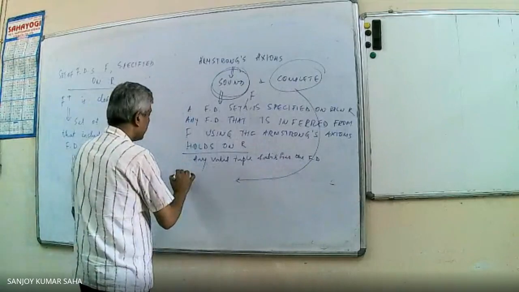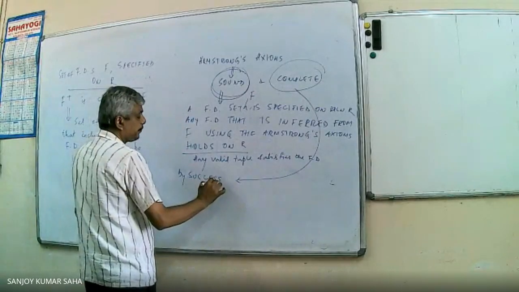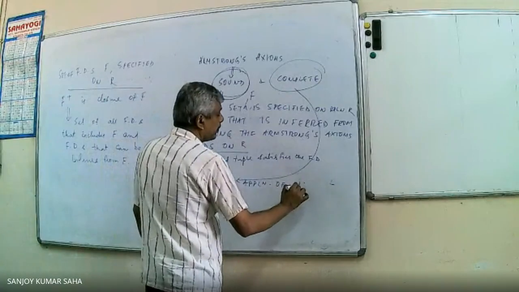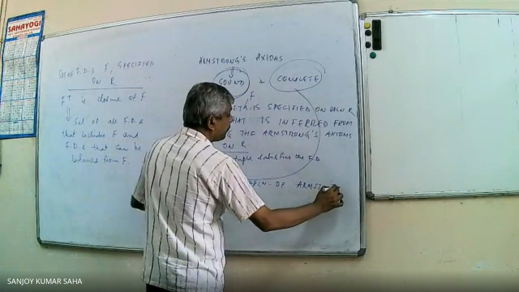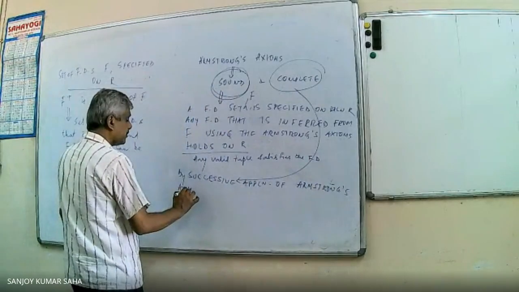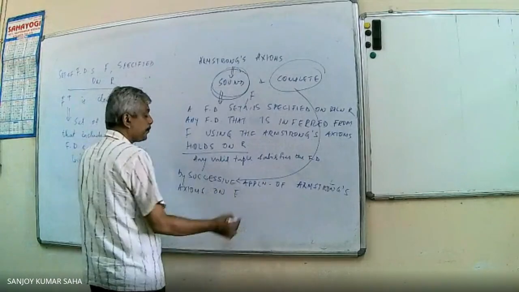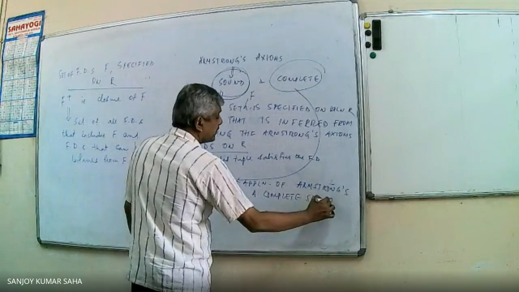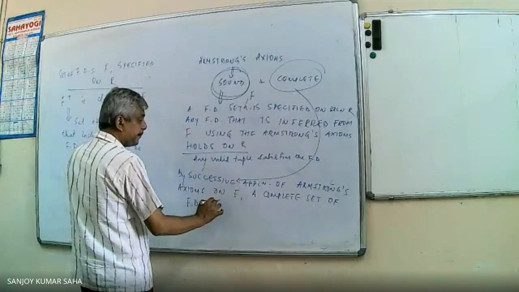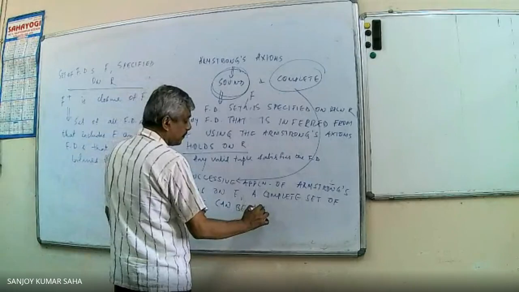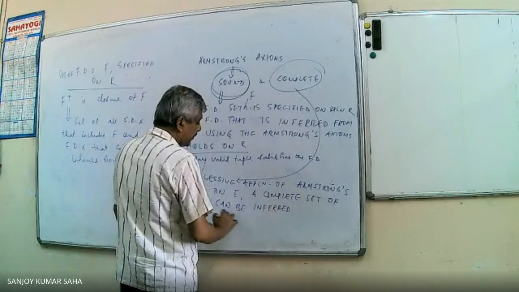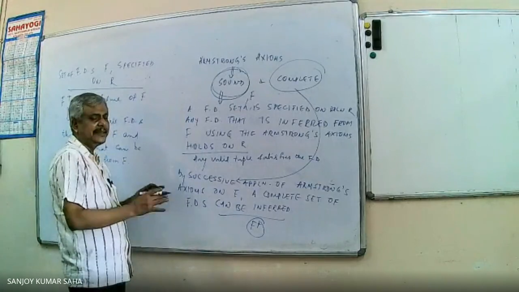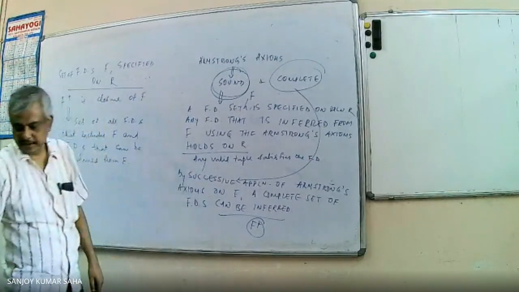Complete means by successive application of Armstrong's axioms on F, a complete set of FDs can be inferred. That is, we can get the closure of F by successive application of the Armstrong's axioms till there is no change. Till there is no change.